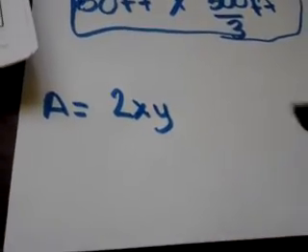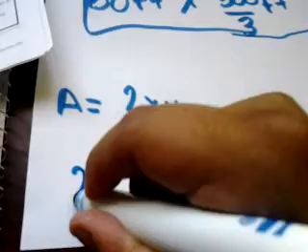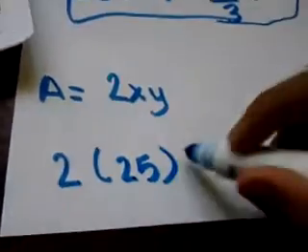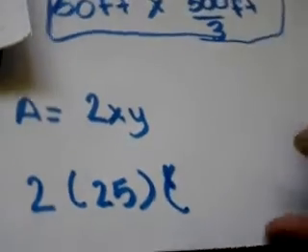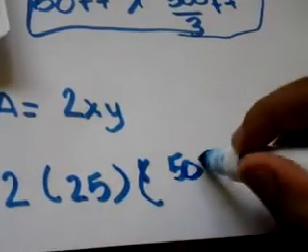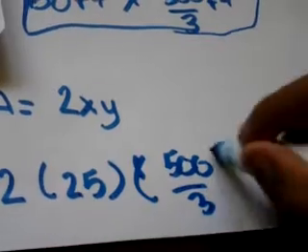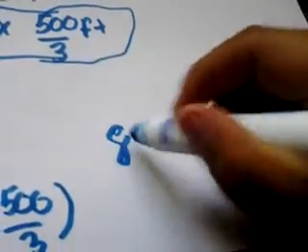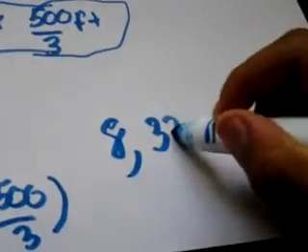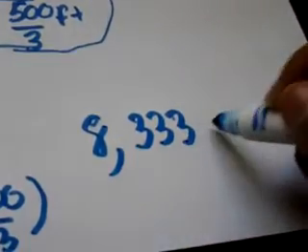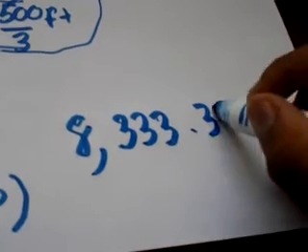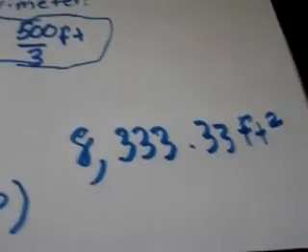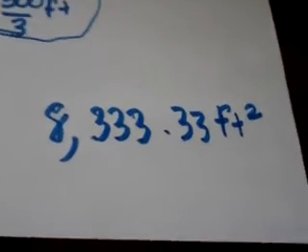To find our second dimension, which is the maximum area, we will use our area equation and plug in 25 for x and 500 over 3 for y. If you use a graphing calculator, it will give you 8,333.33 feet squared. And that is the solution to our problem.